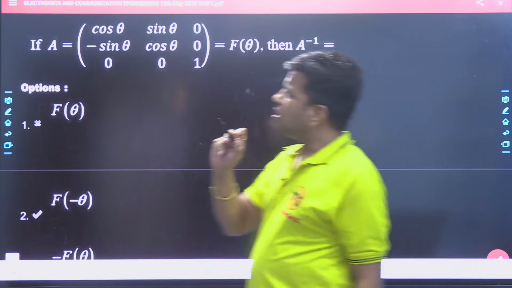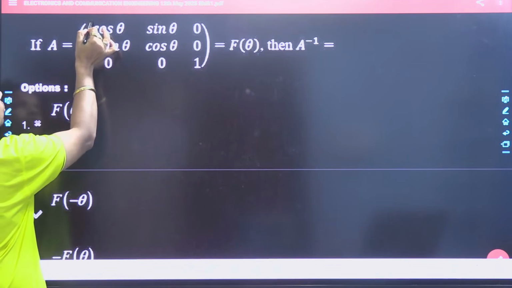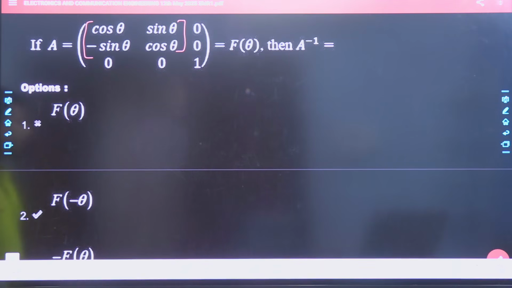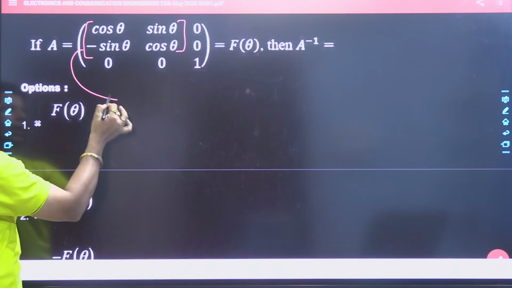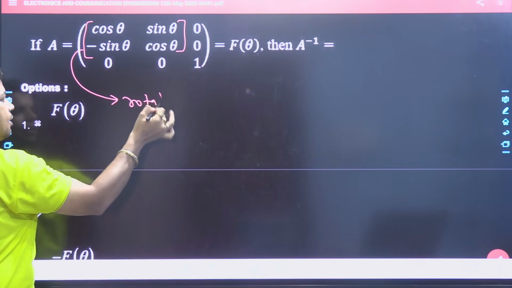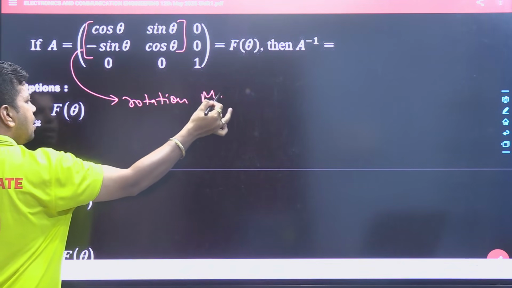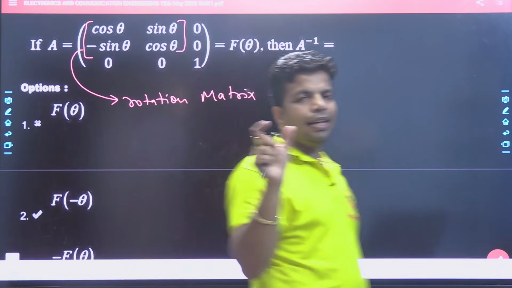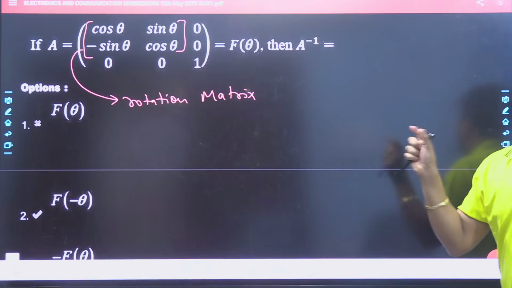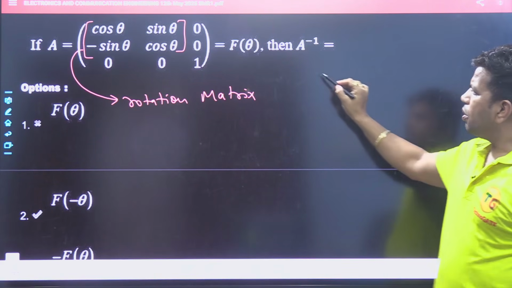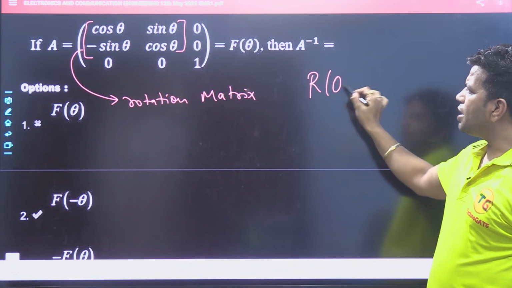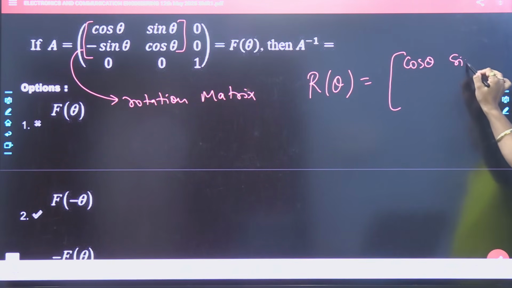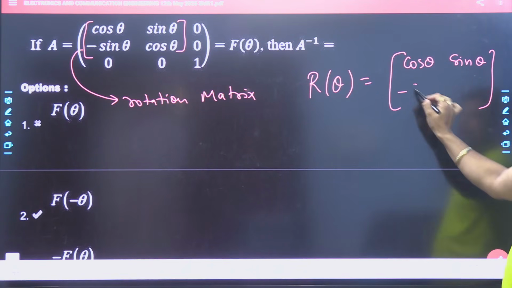So in this 3 cross 3 matrix, if we just look over this upper 2 cross 2 matrix, this upper 2 cross 2 matrix is simply a rotation matrix. Just focus on cos theta sin theta minus sin theta cos theta, that would be the rotation matrix. Rotation matrix means what? If we say that this is the rotation matrix R theta, you just remember one identity here for the rotational matrix.